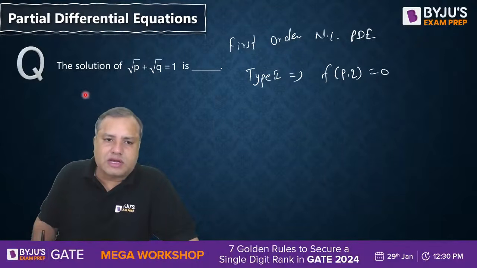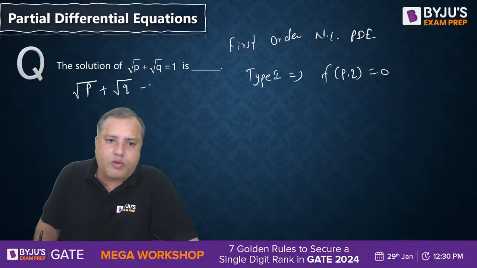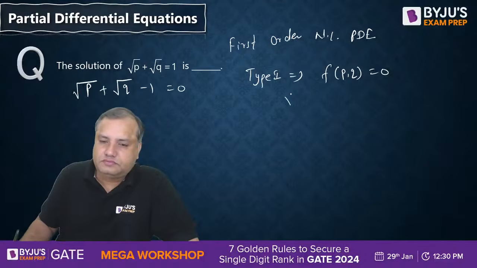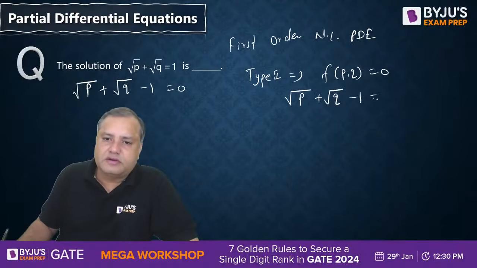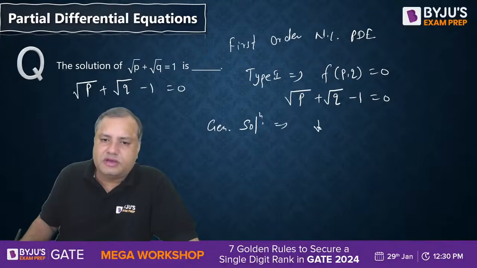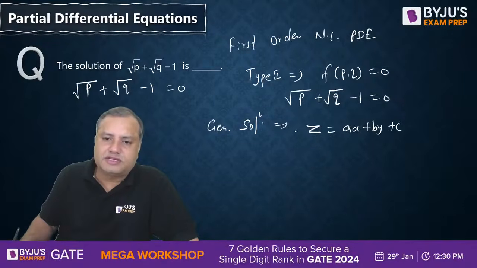So bring all the terms to the left hand side. So clearly I can now have the general solution. The general solution will be z equal to ax plus by plus c.